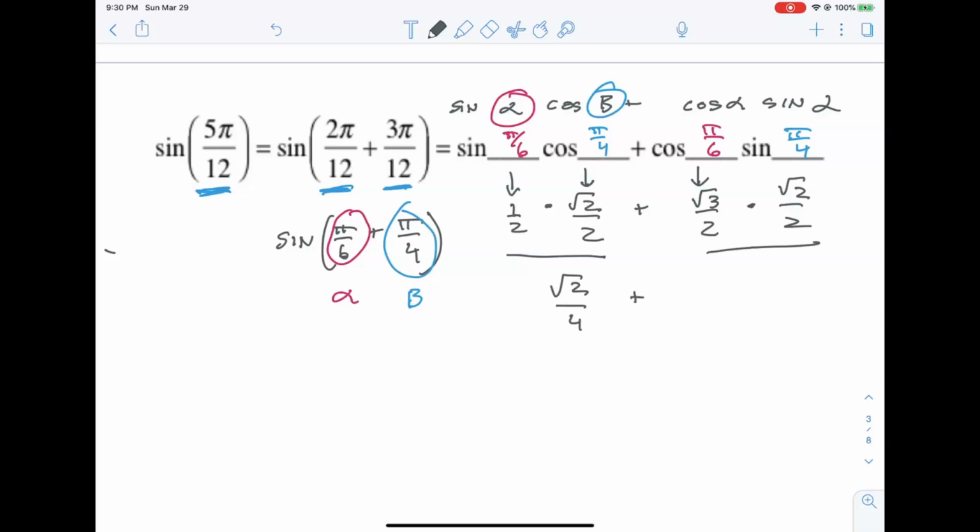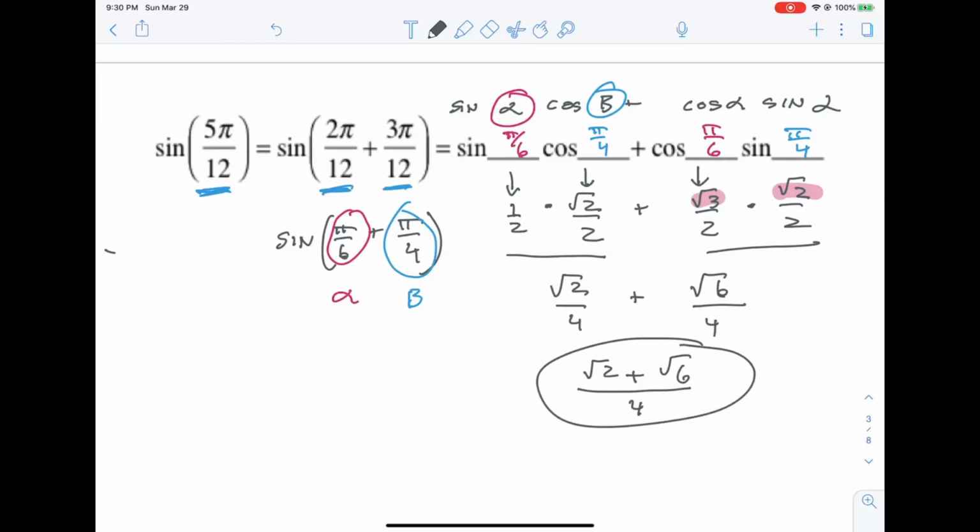Let's multiply these together. Now, sometimes we forget maybe, how do you multiply radicals together like that? Radical 3 times radical 2, that's radical 6. 2 times 2 is 4. And look at that, they both have the same denominator. Okay, they're both over 4. Okay, now radical 2 and radical 6, can't add those together. So there's our answer for that one. Let's go ahead and try another one.